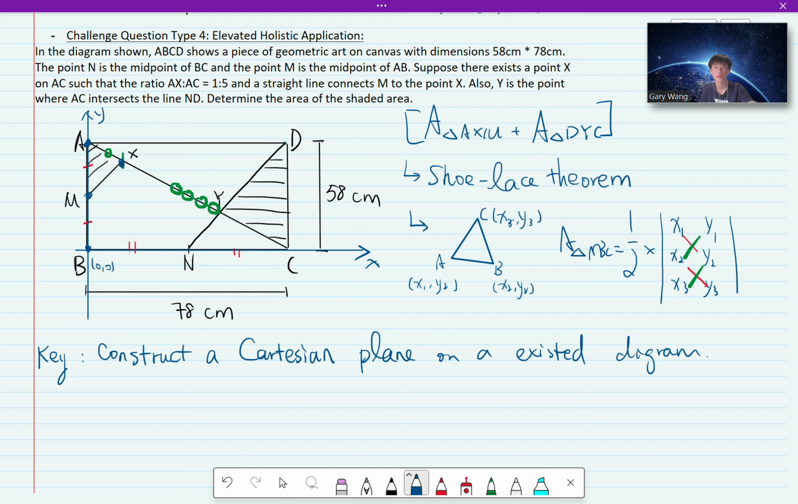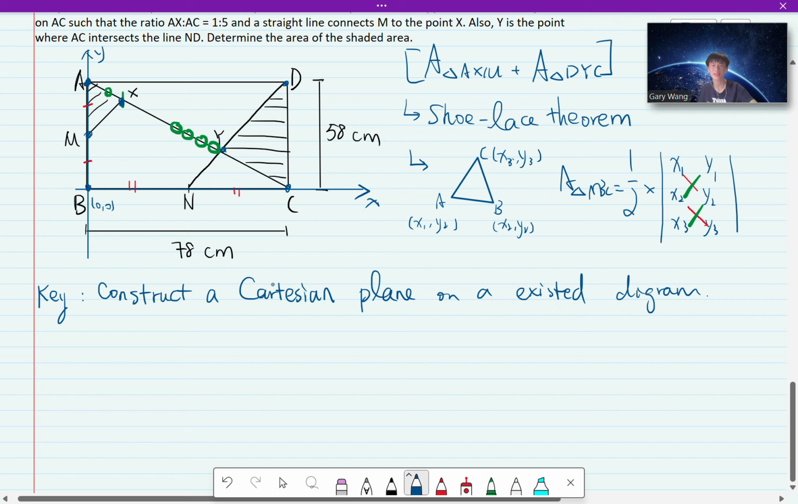So what are the coordinates of A, or M, or X, or probably of the triangle DYC? Do we have any ideas on the coordinates of any of them? Let's take a look.